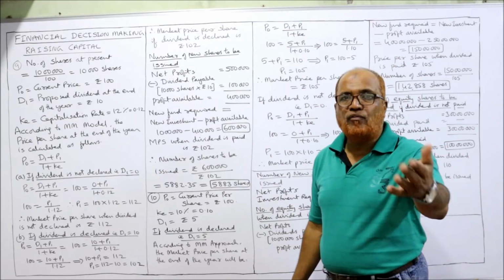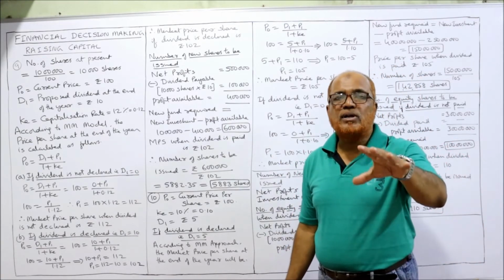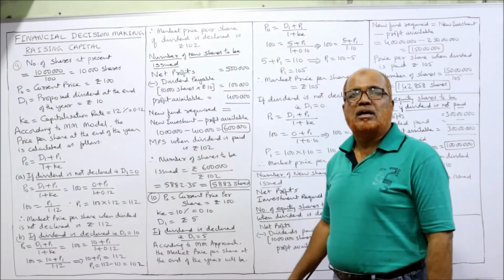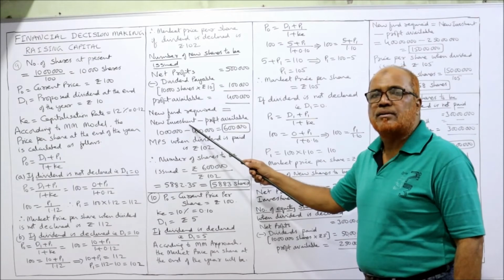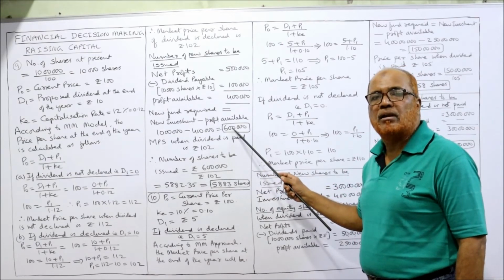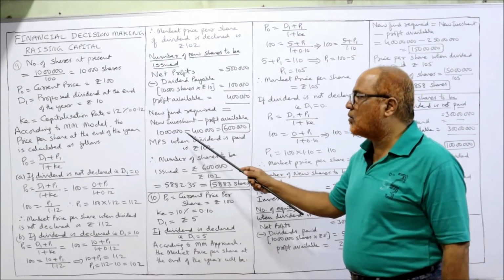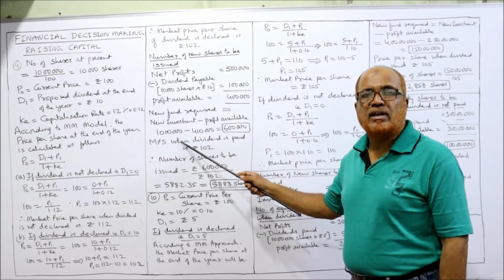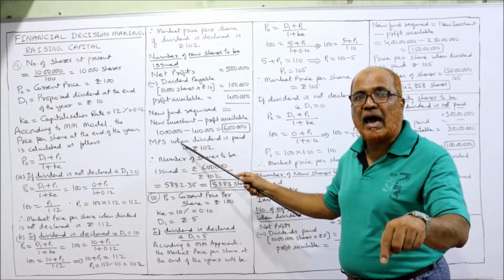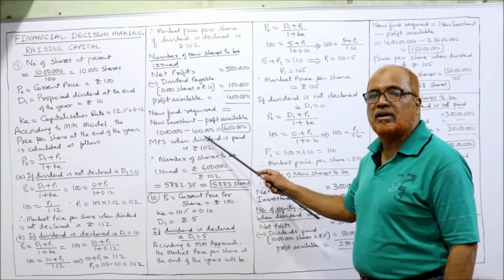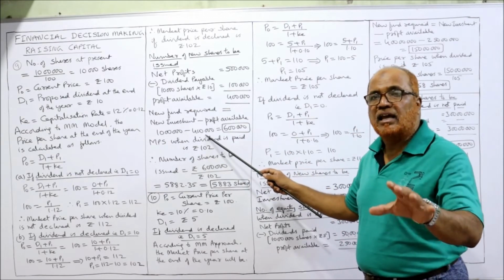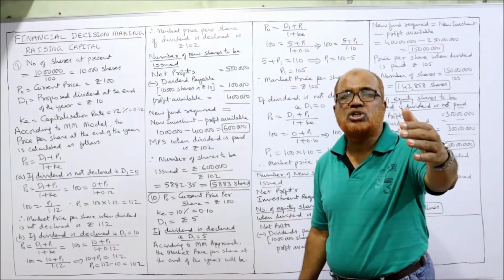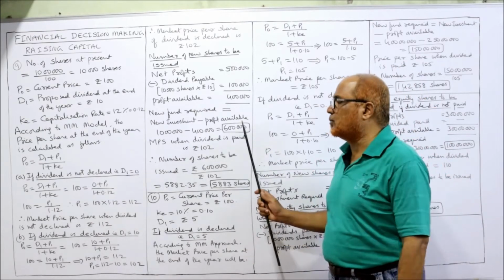Now the new fund required. How much fund has to be raised by issuing equity shares is equal to new investment minus profit available. How much total fund do we require? 10 lakh rupees, given in the problem. 10 lakh rupees we require. How much are we already having? 4 lakh rupees we are having. So we need a fund of 6 lakh rupees. By issuing new shares, we want 6 lakh rupees.